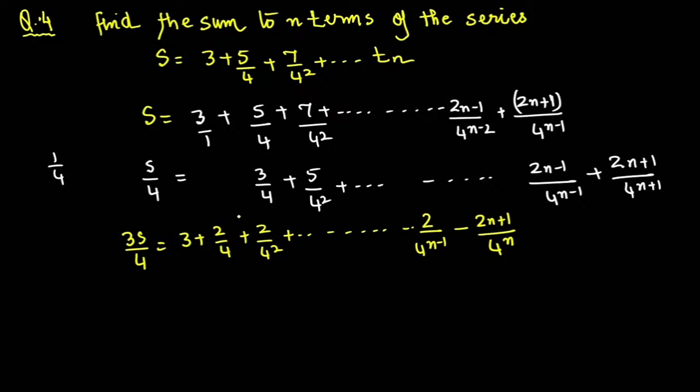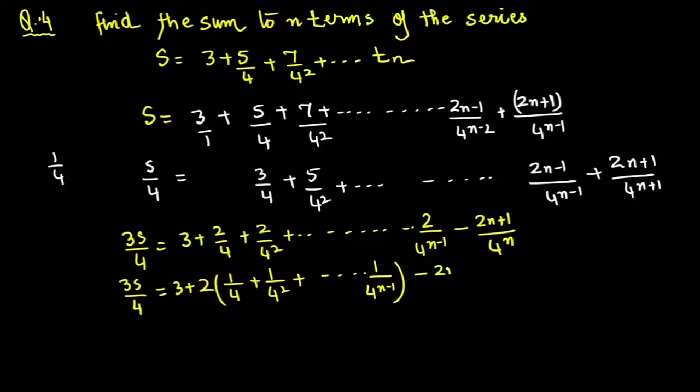Now see, this 3s by 4, this is 3, I have taken common 2, it becomes 1 by 4 plus 1 by 4 square dotted, 1 upon 4 to the power n minus 1, minus 2n plus 1 upon 4 to the power n, because here it is a 0, so 0 minus this, minus. From here I can say 3s by 4, I can simplify it, 3 plus 2. First term is 1 by 4 minus 1 by 4. Number of terms, see here, from here to here, it is n minus 1. Okay, not n minus 1.